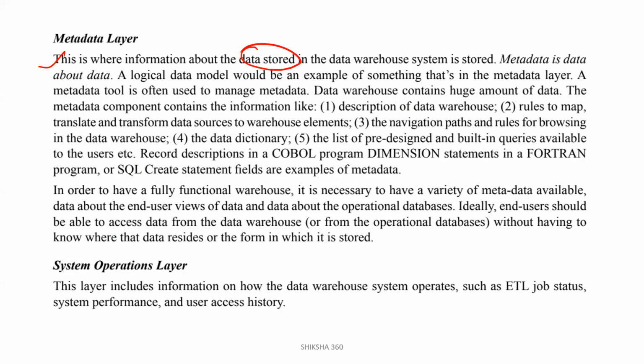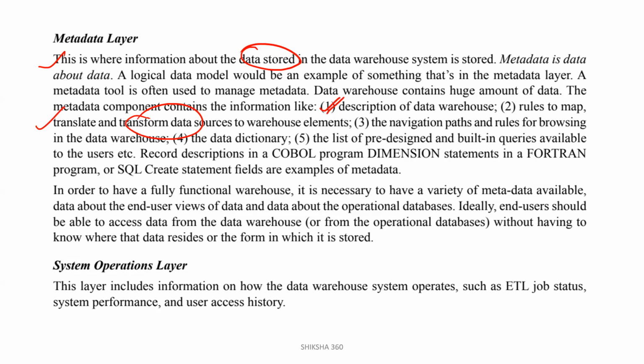A data warehouse contains a huge amount of data. So the metadata component contains the information in different parts. First one, that is the description of the data warehouse. Second one, that is rules to map, translate and transform the data sources to the warehouse elements. Clear? Rules to map, translate and transform the data sources to the warehouse elements.